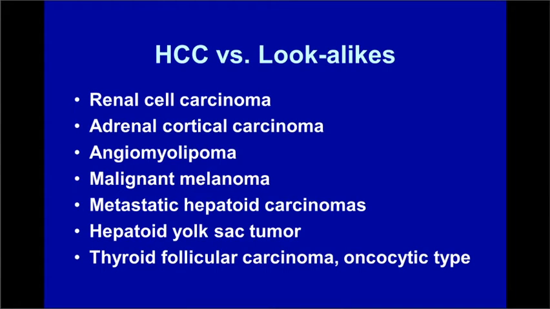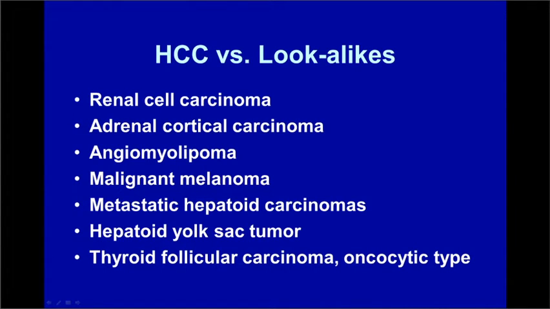I want to review a few hepatocellular carcinoma lookalikes because I think this is particularly challenging also on FNA of the liver. There's a number of entities that can mimic hepatocellular carcinoma. This includes renal cell carcinoma and adrenal cortical carcinoma.